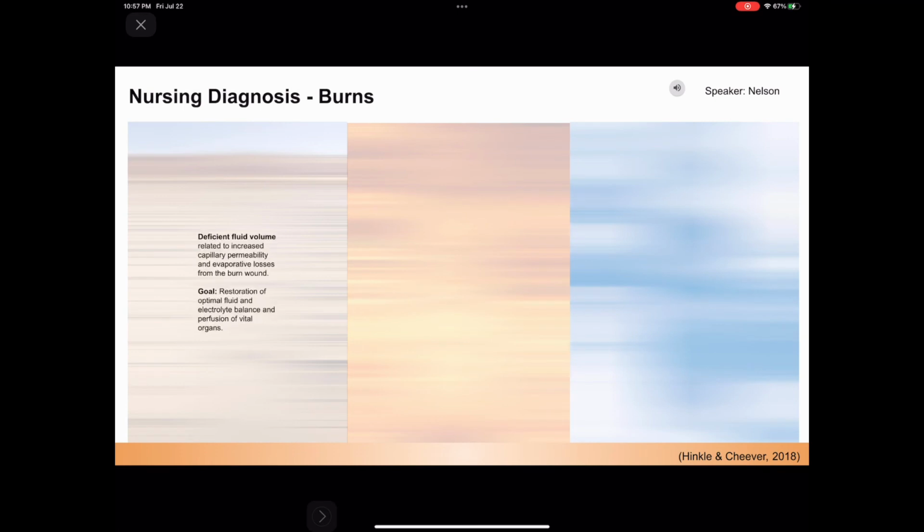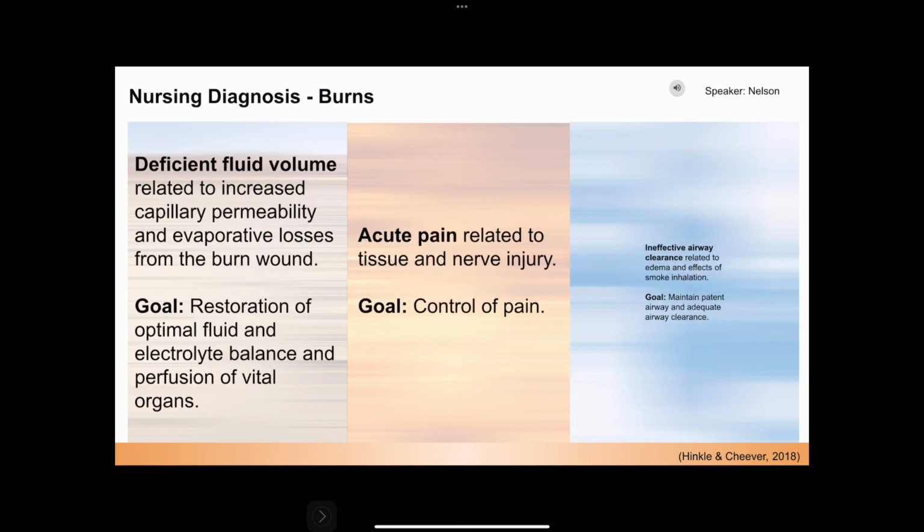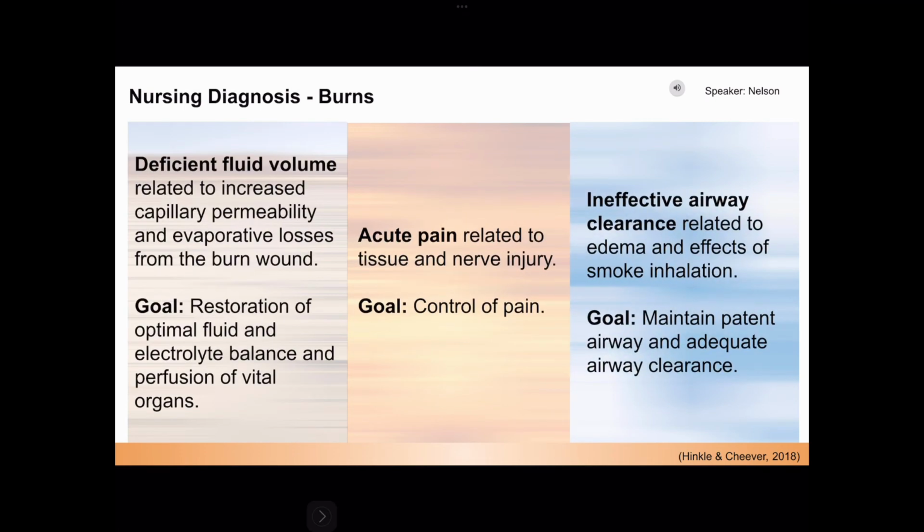Nursing diagnoses for burns. Here are 3 possible nursing diagnoses and appropriate goals for a burn patient. The first diagnosis is deficient fluid volume, related to increased capillary permeability and evaporative losses from the burn wound. The goal for this diagnosis would be to restore optimal fluid and electrolyte balance and perfusion of vital organs.